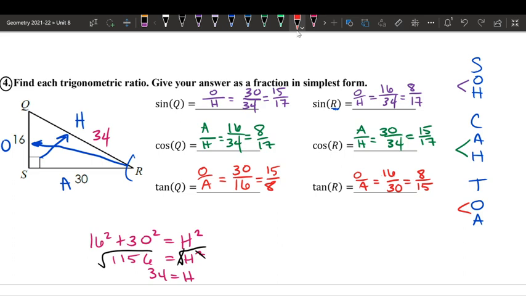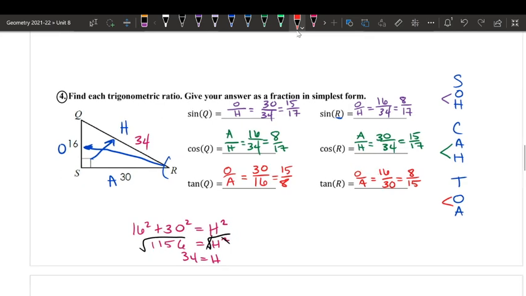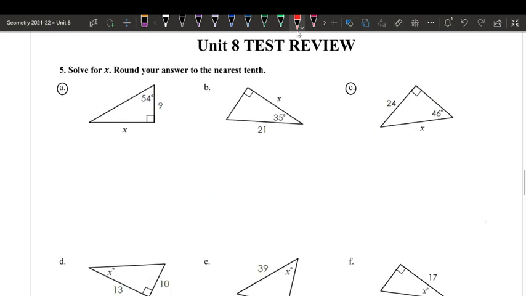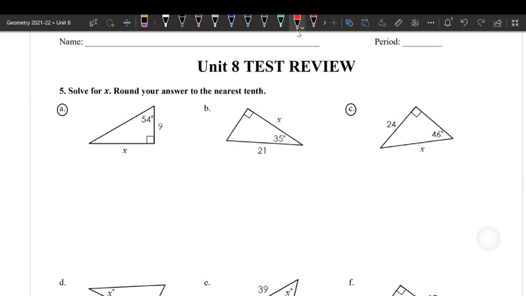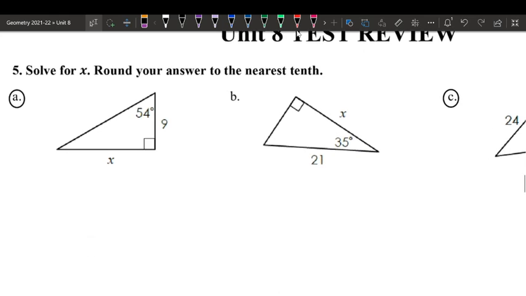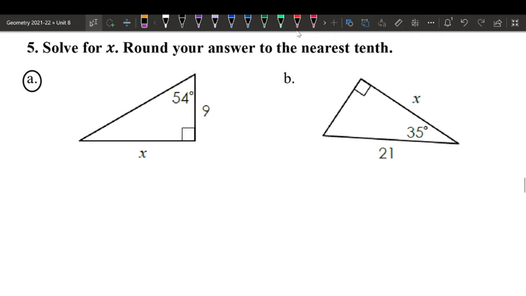Setting up trigonometric ratios. All right, so next, number 5 is solving for a missing side using a trig ratio. You have to set up the ratio in order to solve it. Solve for x. Here my angle is just 54 degrees, so I'm going to set up my triangle based on the angle. Across from the angle is the opposite side. Across from 90 is the hypotenuse. The leftover is the adjacent.